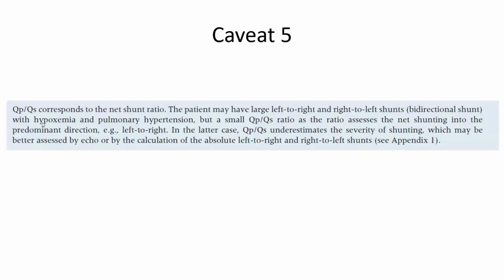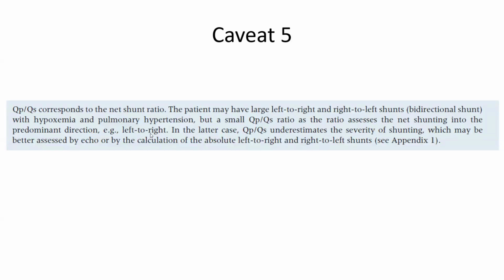The fifth caveat I want you to know: the QP-QS ratio is a net shunt ratio. If somebody has a QP-QS of over 1.5, I said it's a significant left to right shunt. However, you could have a QP-QS ratio of 1.2 and still have a large left to right shunt. How? In case of bidirectional shunt. Very important. So the patient may have large left to right and right to left shunt, bidirectional shunt, with hypoxemia and pulmonary hypertension, but a small QP-QS ratio, as the ratio assesses the net shunting into the predominant direction.